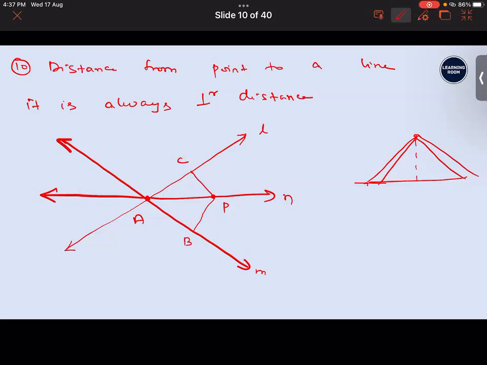Correct, this is B, this is here. B is on L. I wrote in reverse. B and C. Here, right angle. Obviously, perpendicular distance. It is a right angle. They are equidistant. So this length and this length are equal. Equidistant. Right. Now, what are we supposed to do?